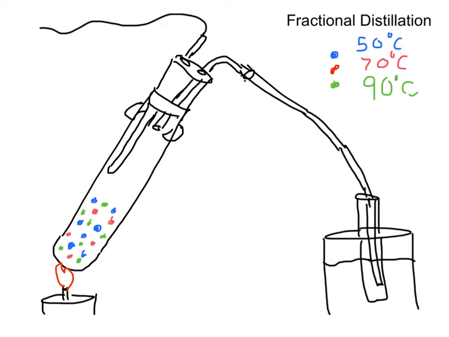Now, in the real world, this doesn't happen as perfectly as you might hope because there's always some attraction between different particles. So, for example, the blue particles and the red particles are going to have some attraction to each other, and the red and the green are going to have some attraction to each other, and even the blue and the green. And so because of that, this is not going to give you a 100% pure substance the first time through. Usually you do fractional distillation a bunch of times in order to further purify your liquids.